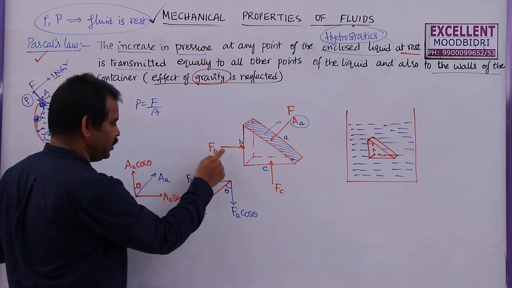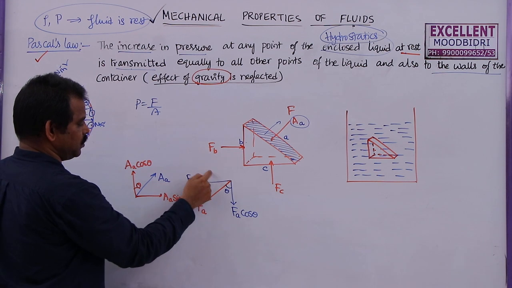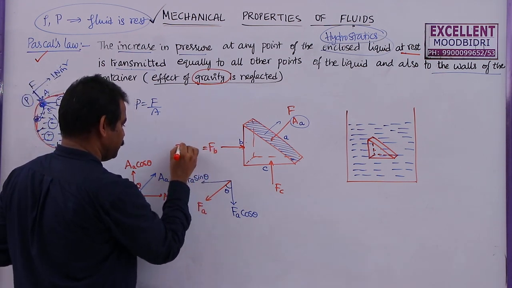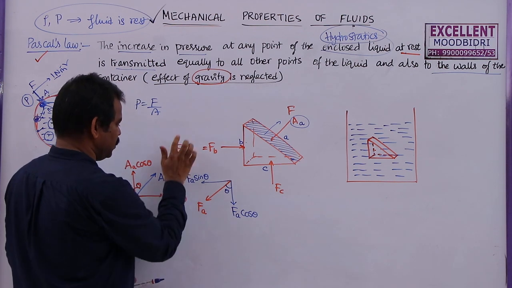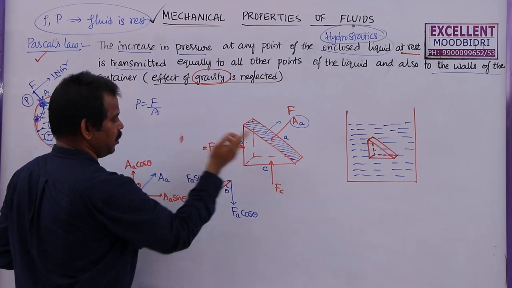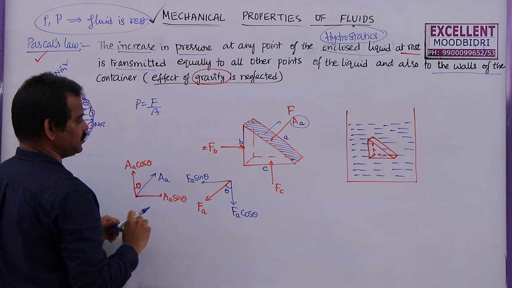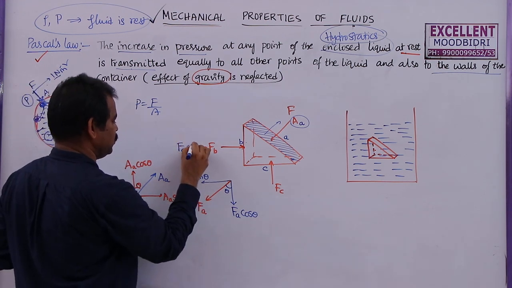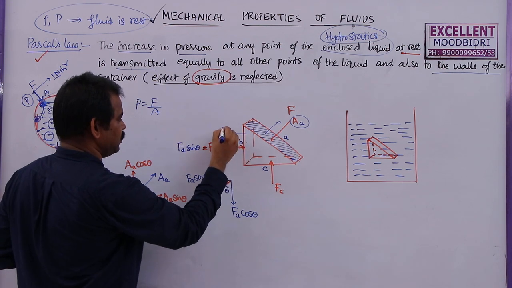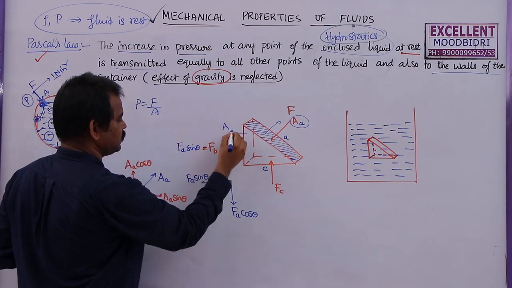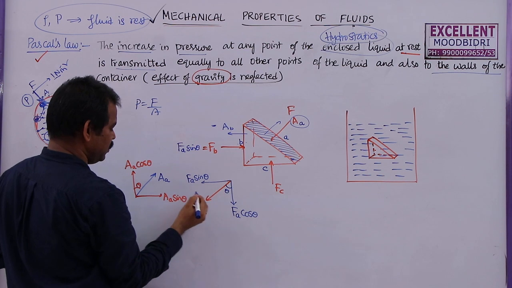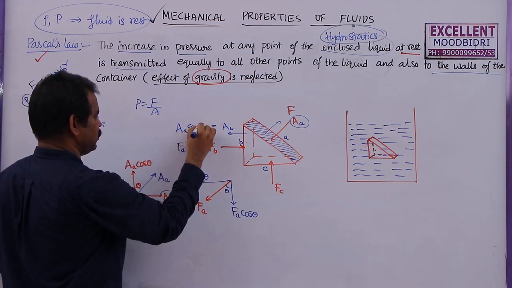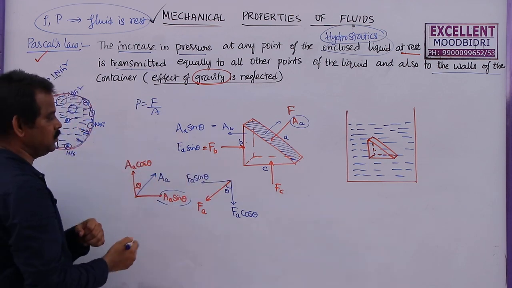So what is FB now? FB is the force which is equal and opposite to this one. So in place of FB you can write FA sin theta, same force. It is acting along the x-axis, this is acting along the negative x-axis, these two forces equal and opposite. So this will become FA sin theta. If the area vector is A and this side is B, AB is this one which is equal to AA sin theta. Both are equal and opposite.